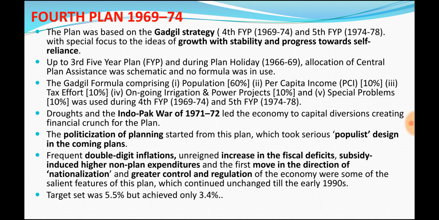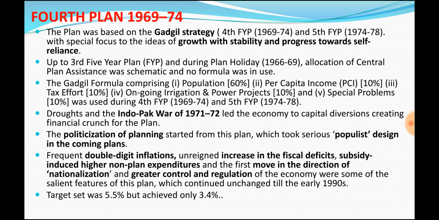Then the tax effort of that state is given 10%, and the ongoing irrigation and power projects in that particular state will also get an additional fund of 10%. Okay, and the special problems that are associated with that state will get 10%. So this is the idea with the Gadgil strategy, and since this plan is based on this kind of formula, different states got different funds.